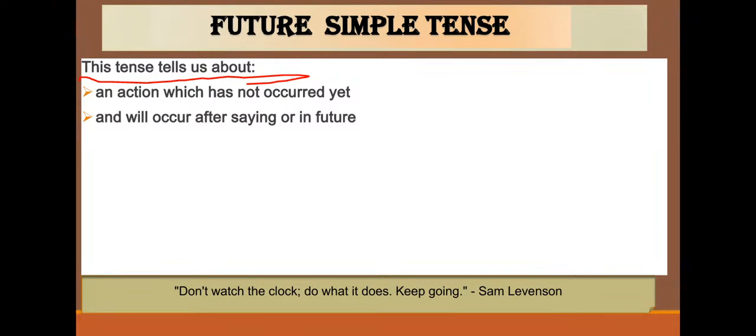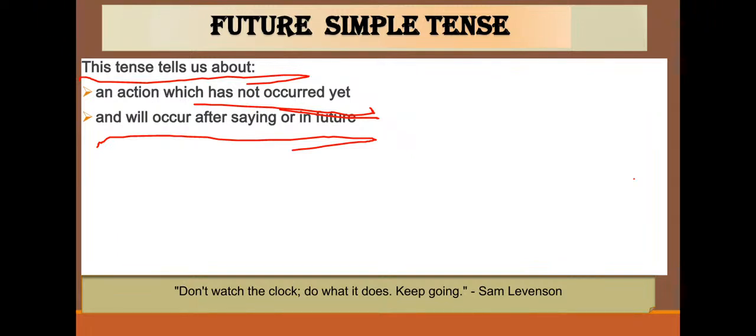The future indefinite tense tells us about an action that has not yet occurred, or that will occur in the future. Or you can use it for any kind of prediction, or anything that is going to happen in the coming days and you are sure about it. So this is all about the uses of this tense.